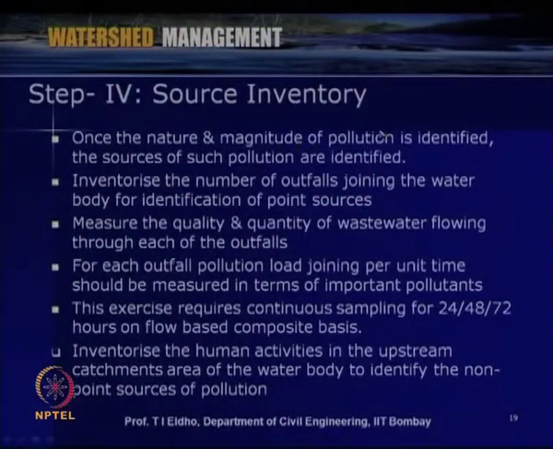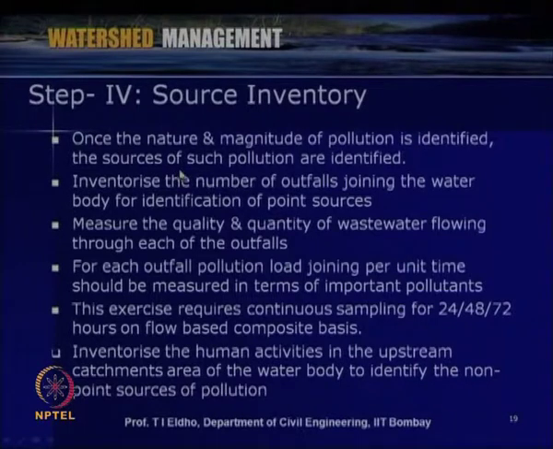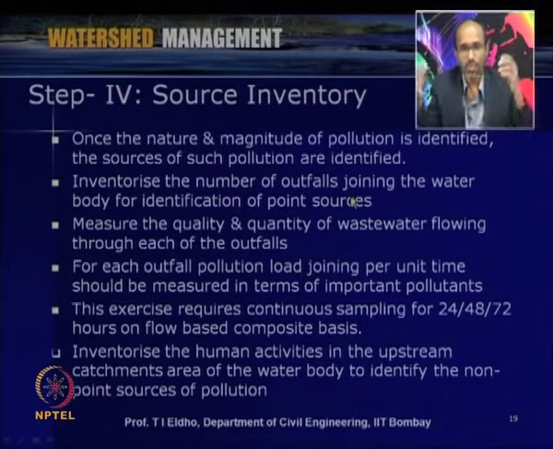Now step number 4 is related to the source inventory. So once the nature and magnitude of pollution is identified, the sources of such pollution are identified. Then in the inventory, we have to make an inventory of the number of outfalls joining the water body for identification of point sources. So from where this pollution is coming, how the movement is taking place.